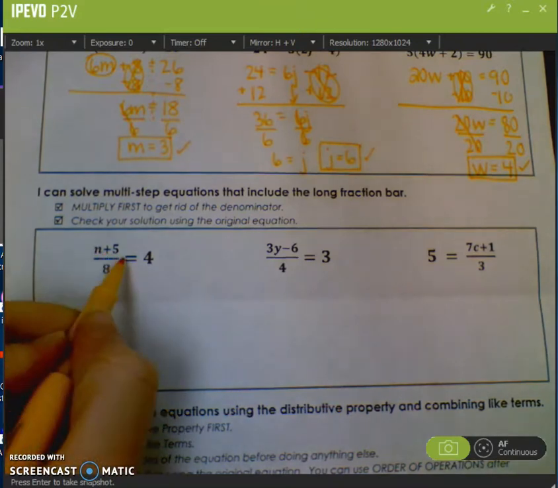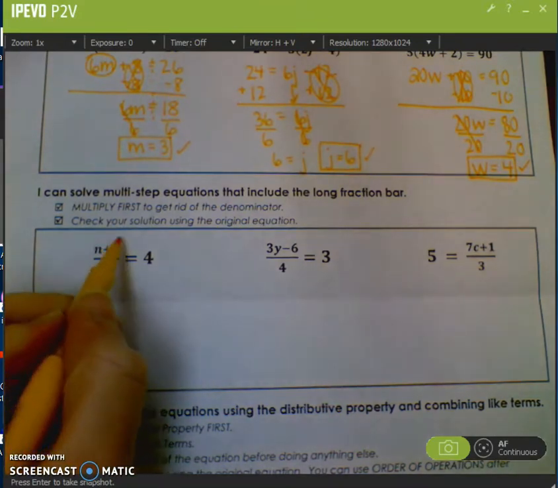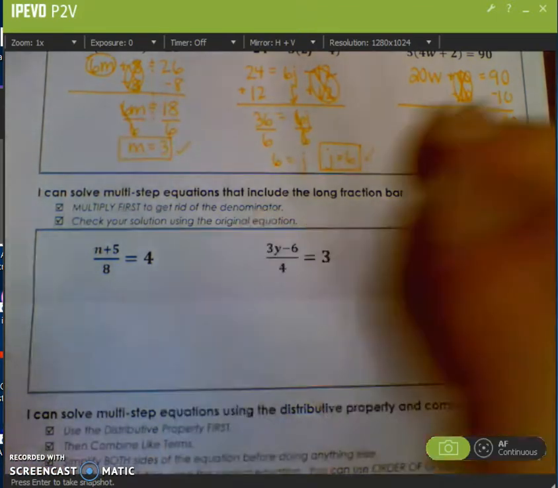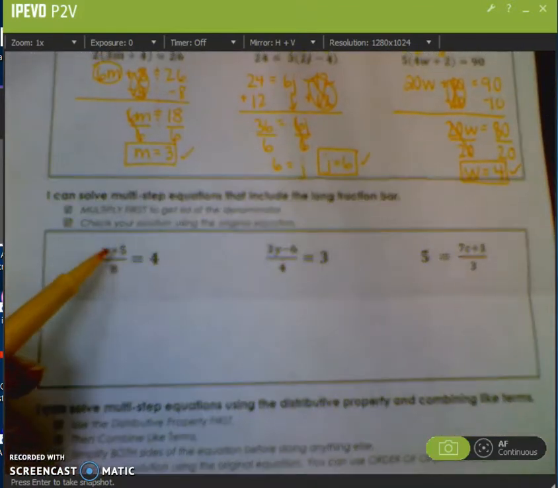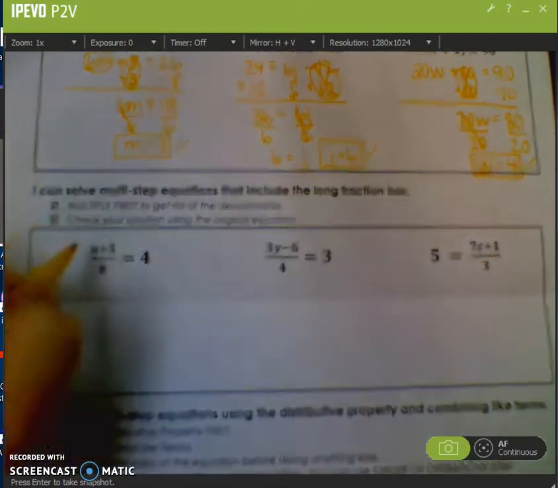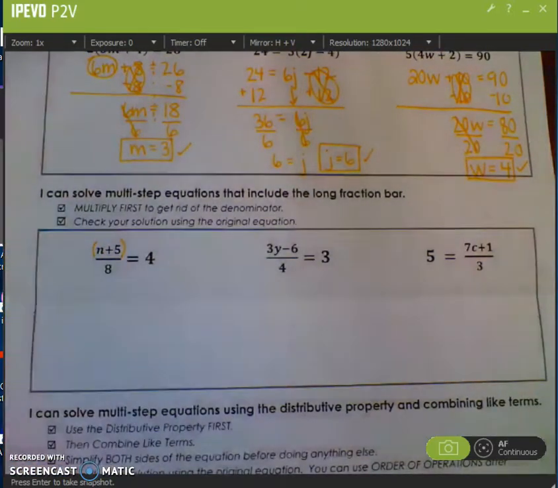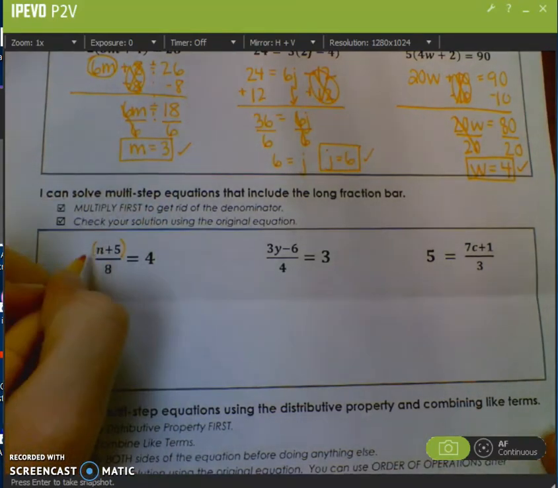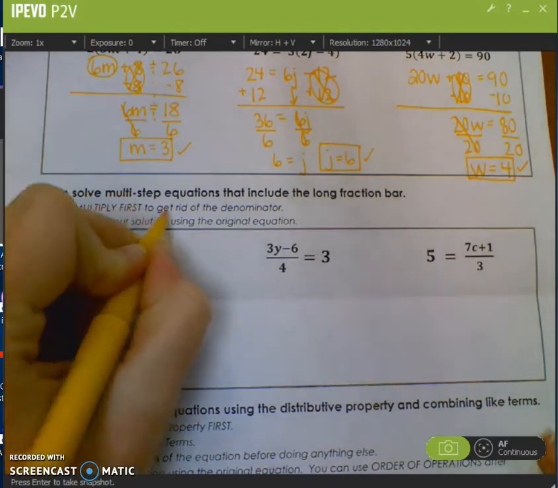So when you see a long fraction bar like this, with the variable in the numerator, order of operations actually tells us that instead of dividing first, we would actually have to add first, because this is all part of the numerator of a fraction. So it's kind of like there are parentheses there when we see this fraction bar. And we know that the fraction bar means divide. So the inverse of division is multiply. So our very first step is multiply first to get rid of the denominator.